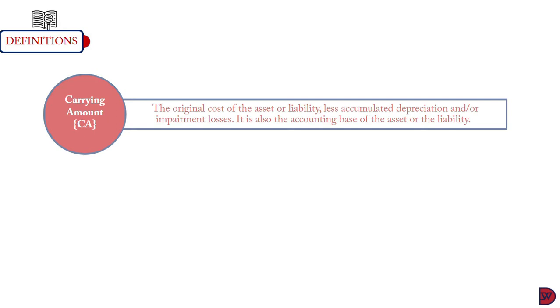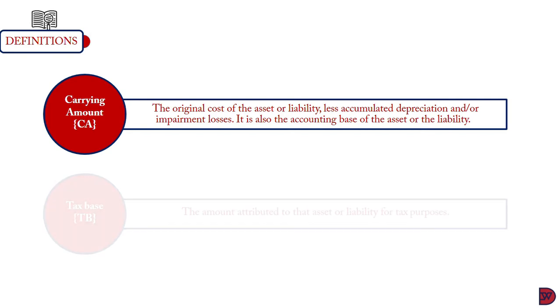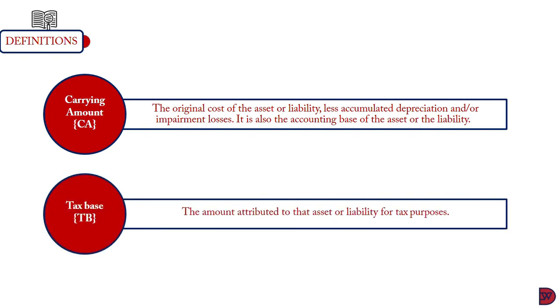Now let's look at some definitions related to the deferred tax concept. The first we'll look at is the carrying amount, which we already know is the original cost of an asset or a liability, less accumulated depreciation and or impairment losses. It is also known as the accounting base for an asset or a liability. The tax base, on the other hand, is the amount attributed to the asset or liability for taxation purposes.